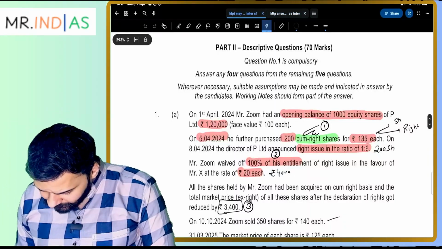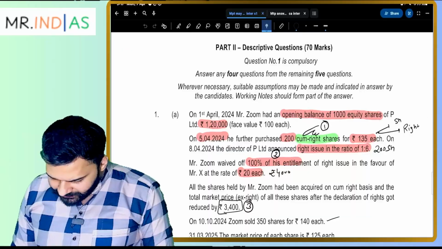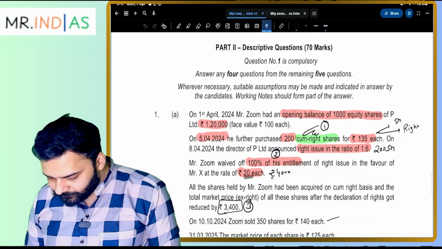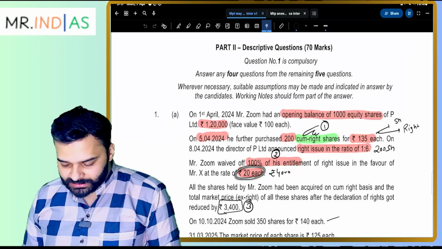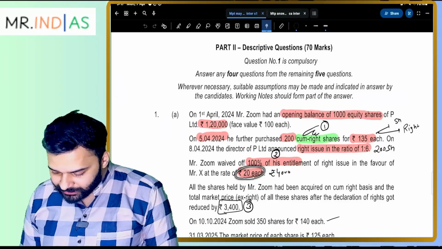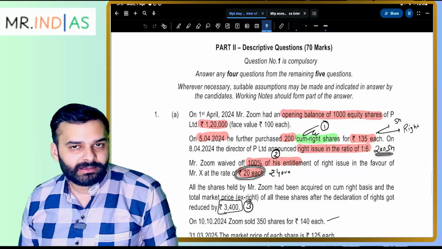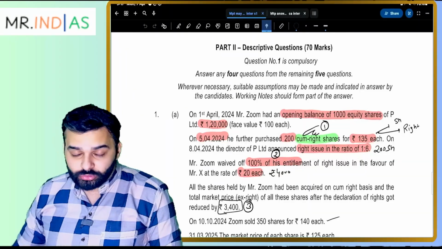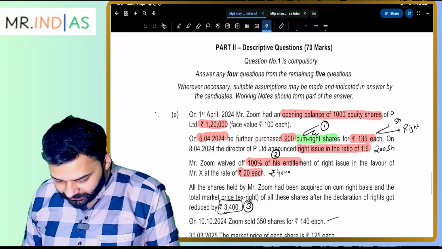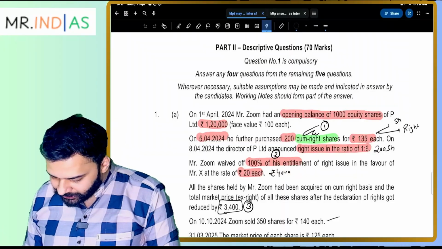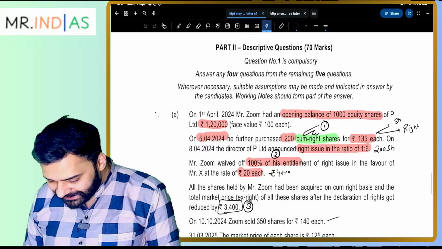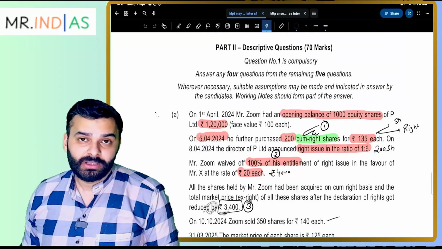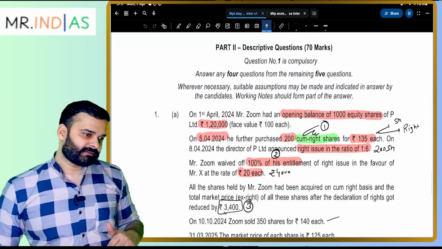Now Mr. Zoom renounced 100% of his entitlement of the right issue in favor of Mr. X at a rate of 20 each, for 4,000. So if he sells his entitlement at 20 each, and he has a 200 right entitlement, so 200 into 20, he'll get 4,000 from that person to whom he sold his entitlement. All of the shares held by Mr. Zoom are on cum-right basis, and the total market price ex-right of all the shares after declaration of right got reduced by 3,400. So after the right, the share price has fallen.